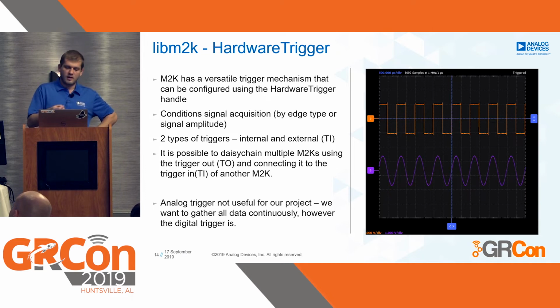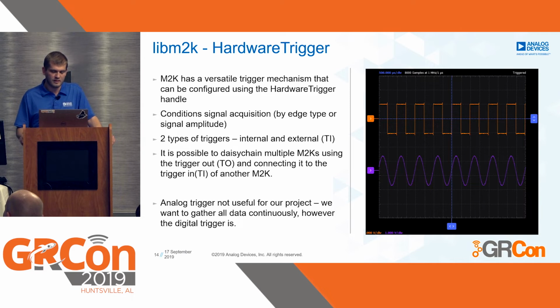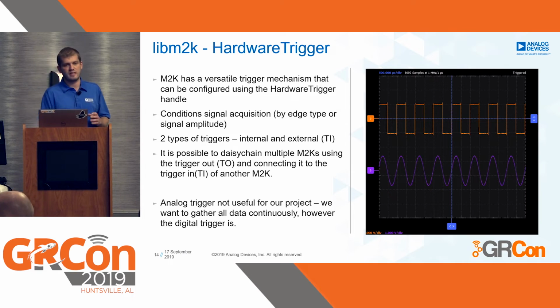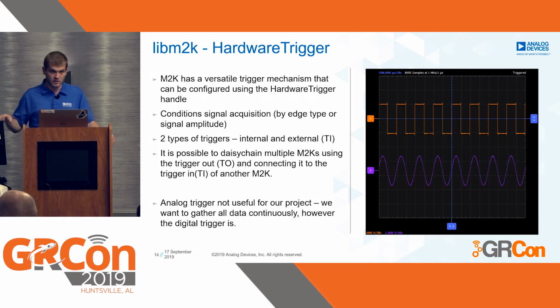Internal triggers rely on the state of the signal for both the analog and the digital interface, while external triggers rely on external trigger pins, such as the trigger in pin. When you get a signal on that pin, it triggers a measurement. There's also a trigger out pin on the M2K, and whenever the M2K detects a trigger condition, it forwards a pulse on the trigger out pin. This is used to daisy chain multiple M2Ks in order to do synchronized measurements across multiple devices.